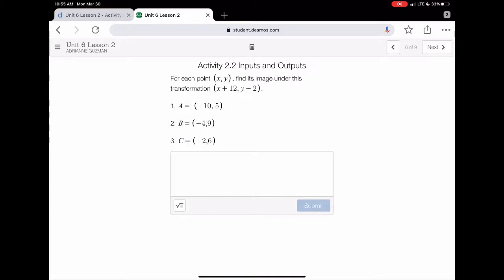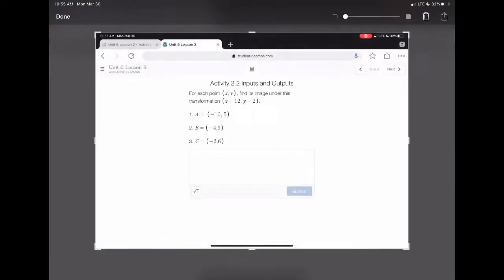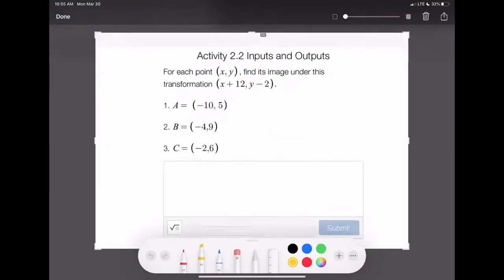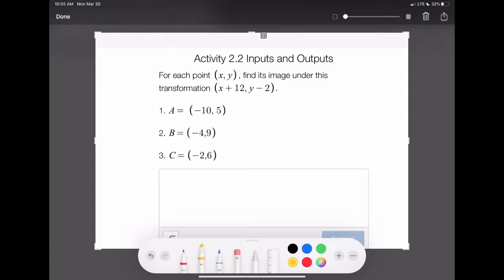Now we're moving on to the next activity, 2.2, inputs and outputs. Now it's saying for each point X, Y, so for number 1, 2, and 3, find its image under this transformation. And it's saying X plus 12 and Y minus 2. So what do you think we're going to have to do to each of these points? Well, it's telling me here, wherever you see X, you need to add 12. Whatever your Y is, you need to subtract 2.